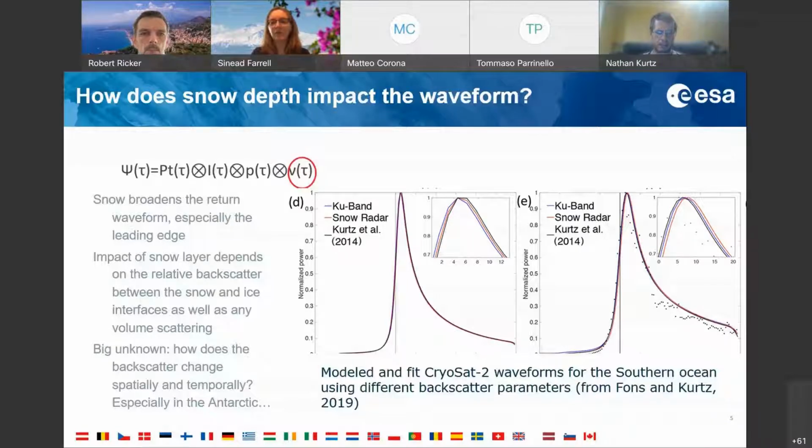Some of the big unknowns, especially when we started out on this path, was how that relative backscatter between the snow and the ice surface changes, especially spatially and temporally. I think we've gotten really good data from MOSAiC in the past year towards that, so making good progress there. Where this is a really big unknown is in the Antarctic. We haven't really collected the data for that at this point.